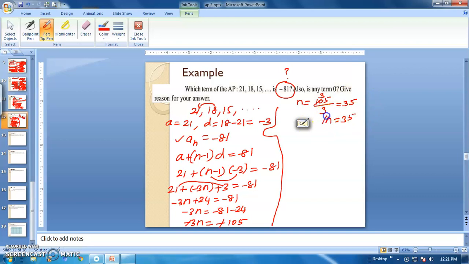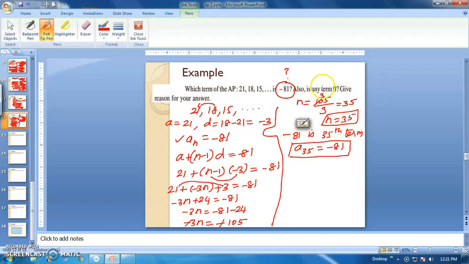So what is the conclusion here? Minus 81 is the 35th term of the given AP. I can write the notation a35 equal to minus 81. That is the answer for the first question.